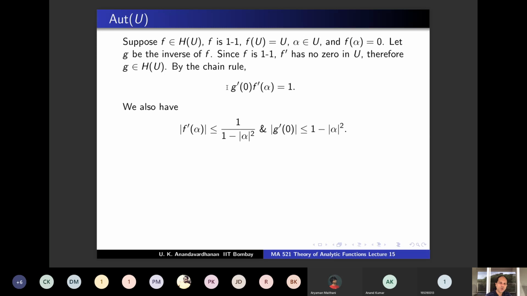Now you use this. This you haven't used yet. This is an observation that we have made. What can you conclude about these inequalities because of this identity? That equality holds in both these inequalities, because the product is equal to 1. Therefore, this has to be an equality.